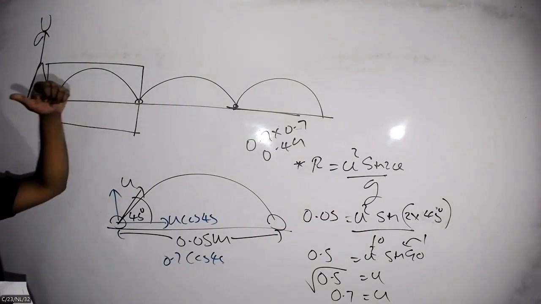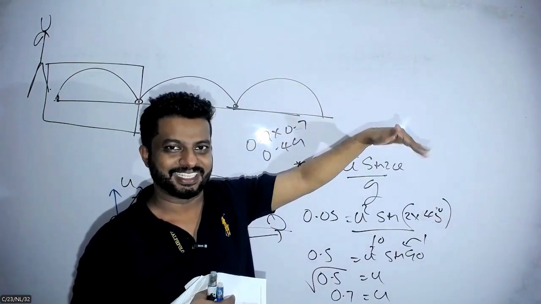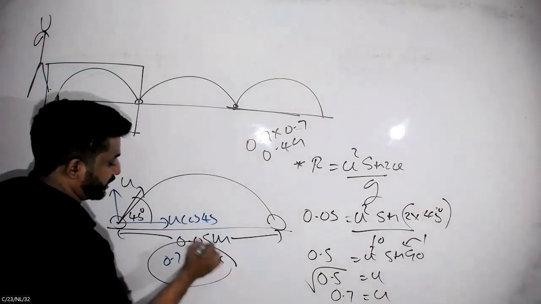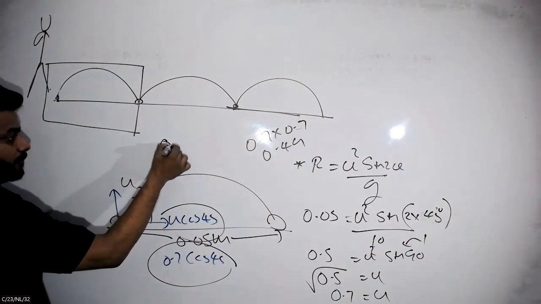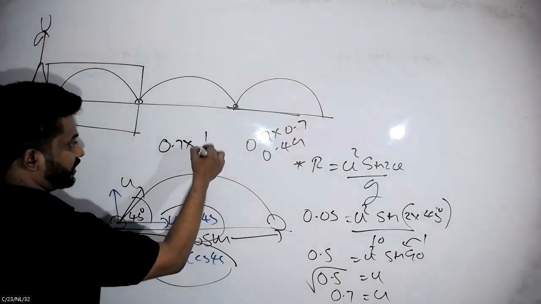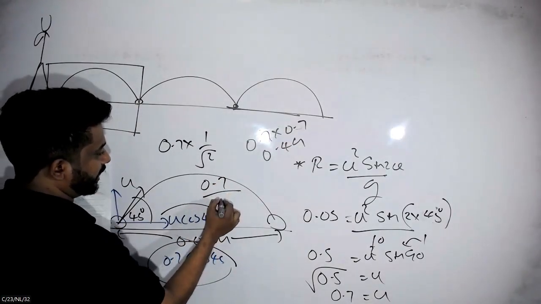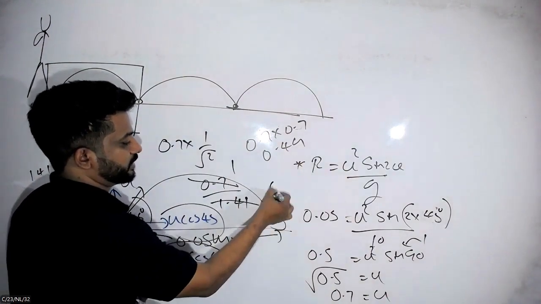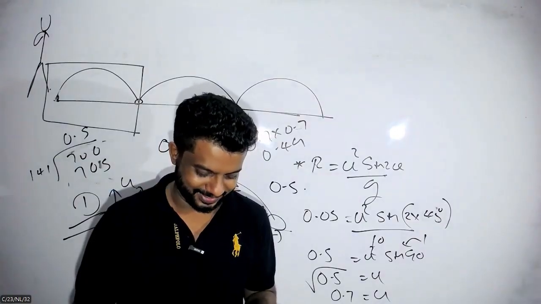No? That means the component parallel to the substrate is what we see as the velocity. Therefore, you need to consider the velocity of the insect parallel to the substrate. That means U cos 45, 0.7 into cos 45, which is 1 over root 2, so 0.7 divided by 1.41, which is about 0.5. Answer is the first one. Right?